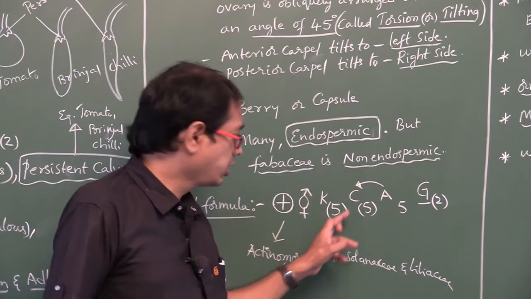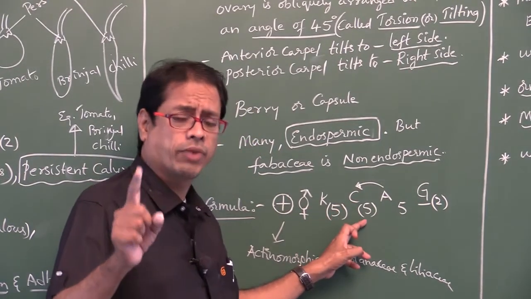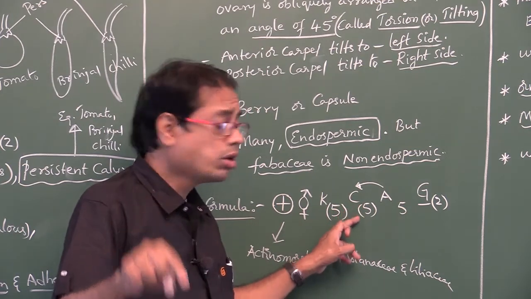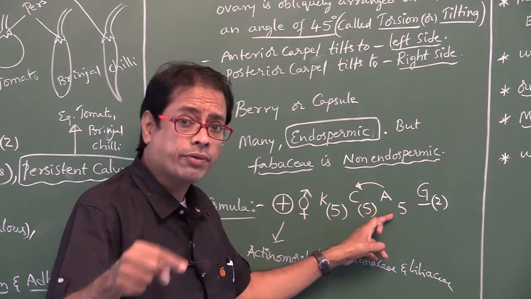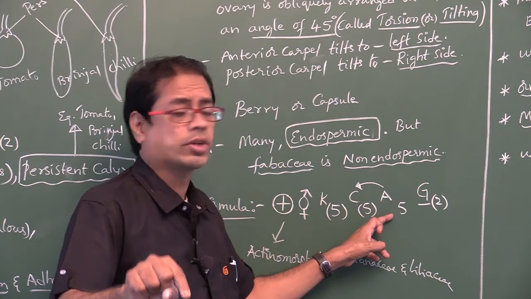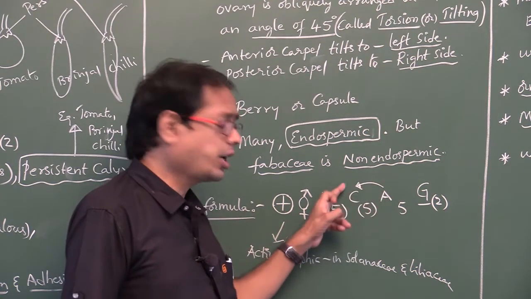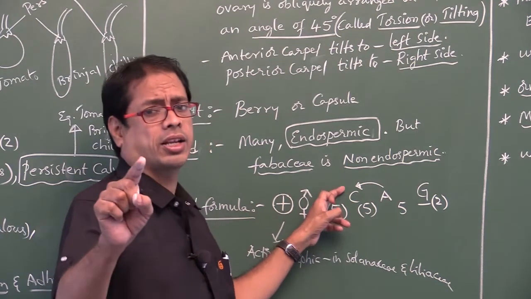K5 bracket, C5 bracket. Why? Because sepals are fused, petals are fused, but stamens are not fused among themselves. But these stamens are attached to petals. This arrow mark indicates epipetalous.